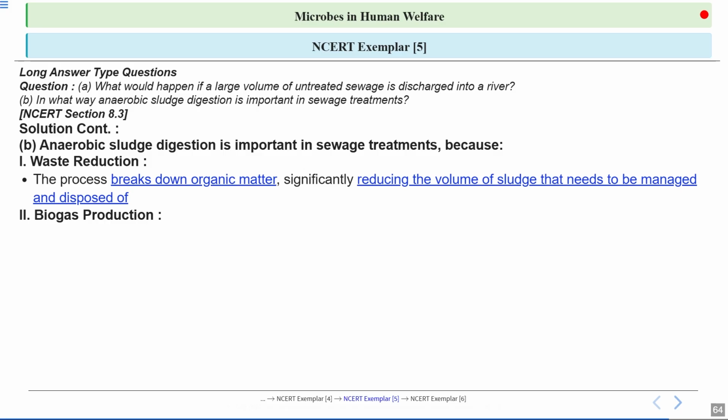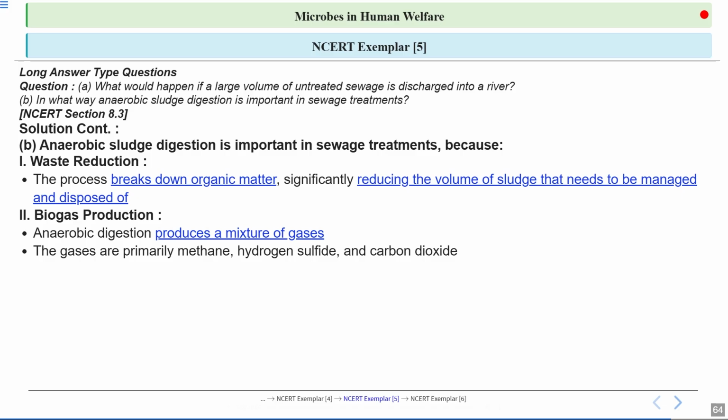Next is biogas production. When this organic matter is broken down by anaerobic bacteria, biogas is produced. This anaerobic digestion produces a mixture of gases such as methane, carbon dioxide, hydrogen, and hydrogen sulfide, which is biogas. Biogas can be used as a fuel. It can be used for cooking, for lighting, as well as for electricity production.